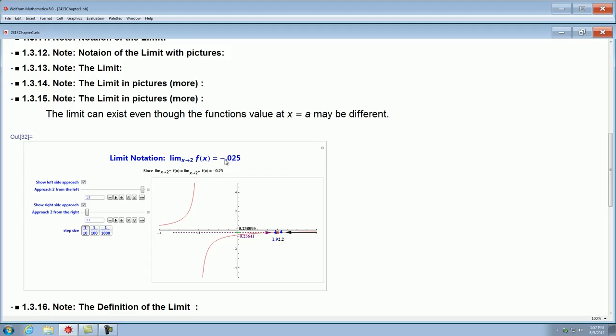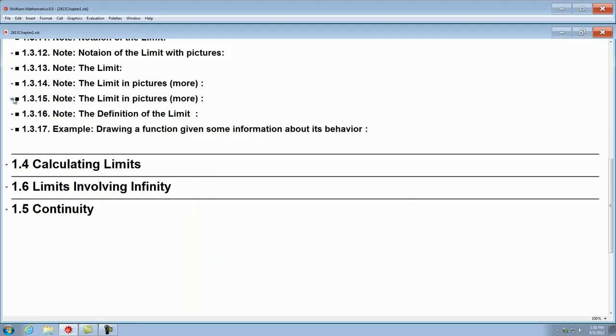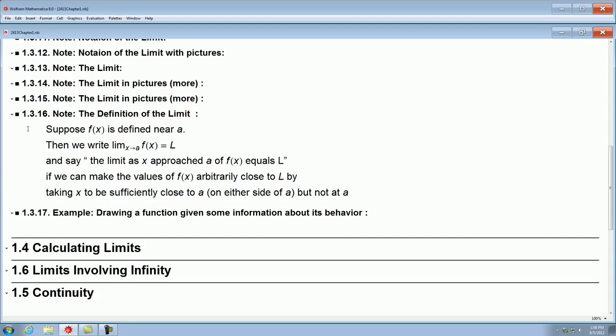The most critical thing I want you to remember, though, is that there's an answer to the limit here. Okay, it's negative 0.25. However, at 2, the function is undefined. That does not matter for us in terms of a limit. The limit can still have an answer even though the function doesn't even exist at 2. Very important concept there.